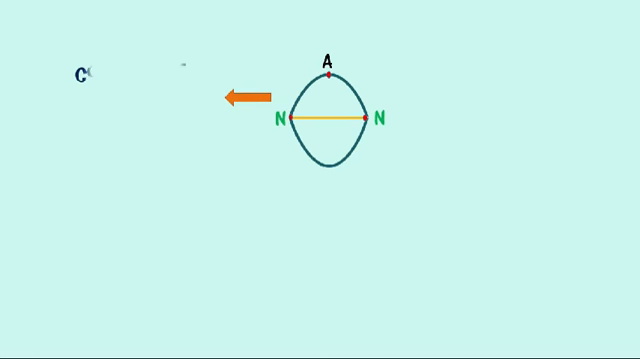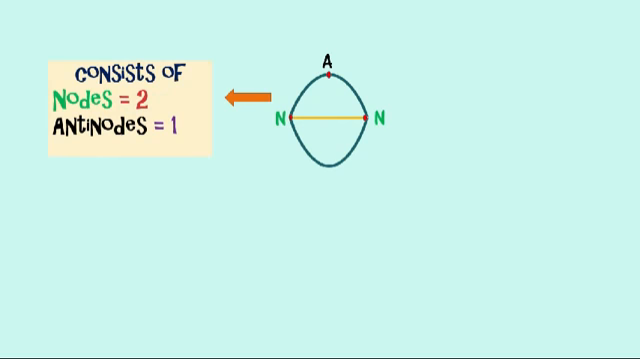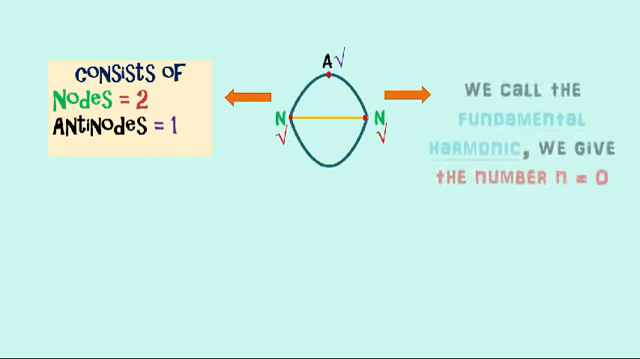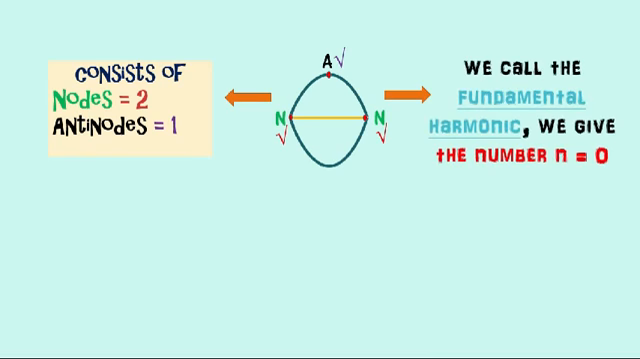So the simple wave on the string consists of two nodes and one antinode. Because this is the simplest harmonic that appears, we call it the fundamental harmonic, and we give it the number n equal to 0.